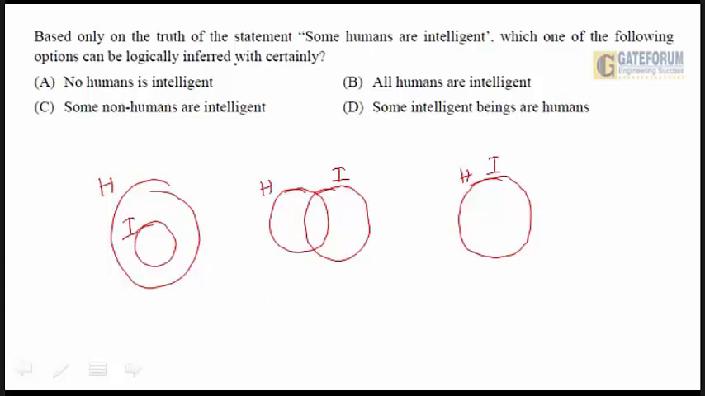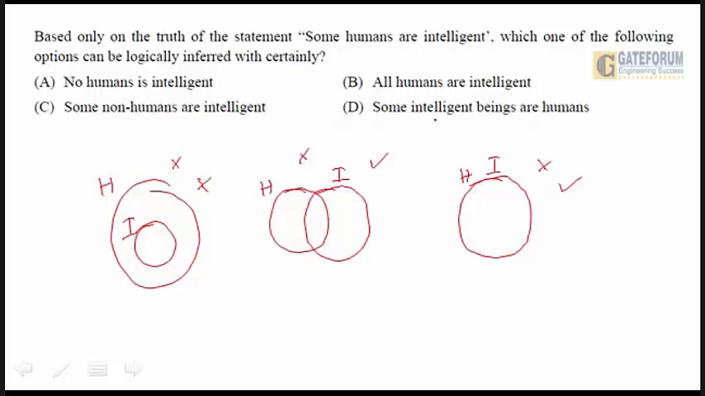Now let us look. "No human is intelligent" is absolutely false here, as you can see. "All humans are intelligent": well, it is true here, but for these two cases, it is not true. "Some non-humans are intelligent": well, it might be true here, but here it is not true, neither is it true here. So this also is false.